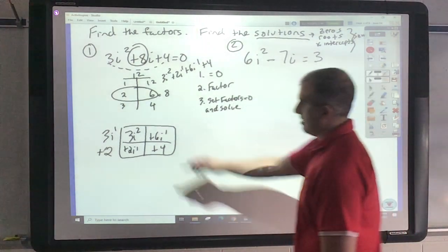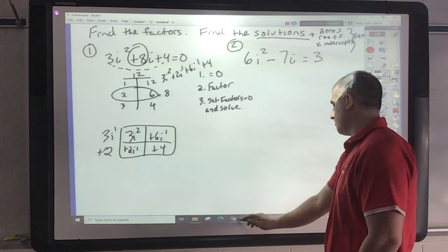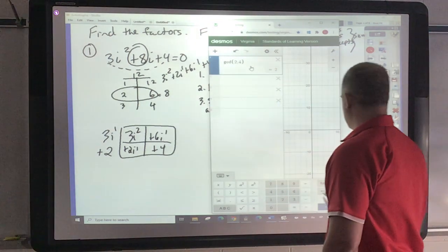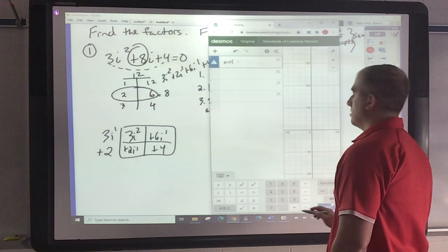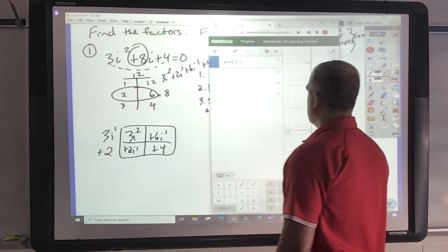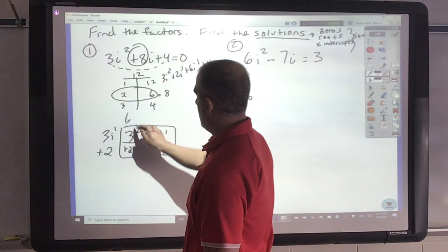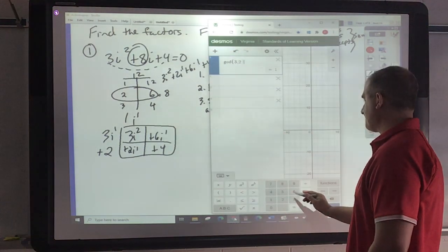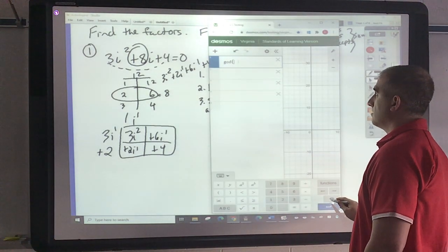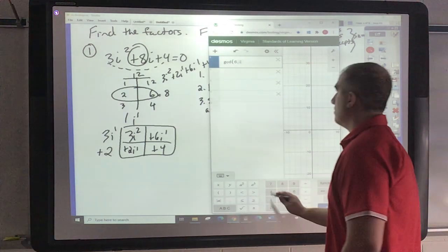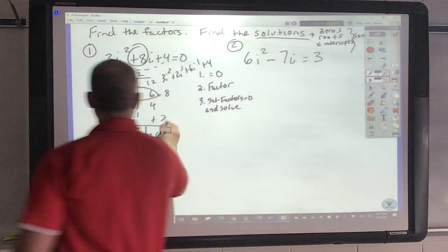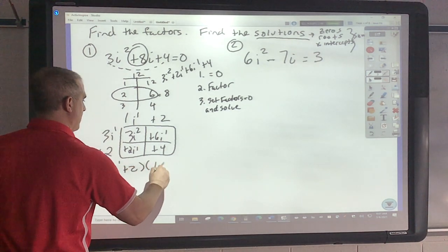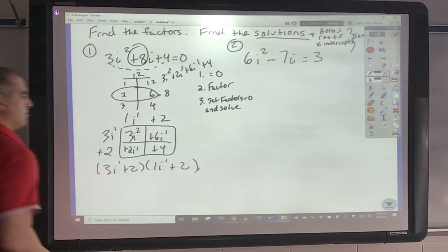Now I'd go this way. 3 and 2 gives me 1, i to the first. Then I do 6 and 4, I get 2. So my factors are 3i to the first plus 2, and 1i to the first plus 2.